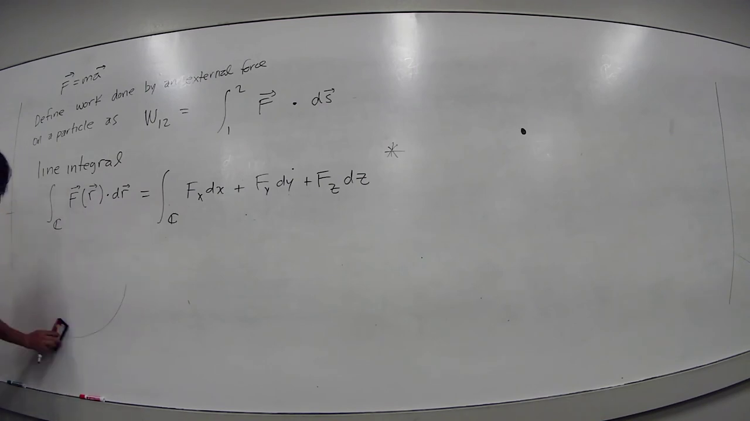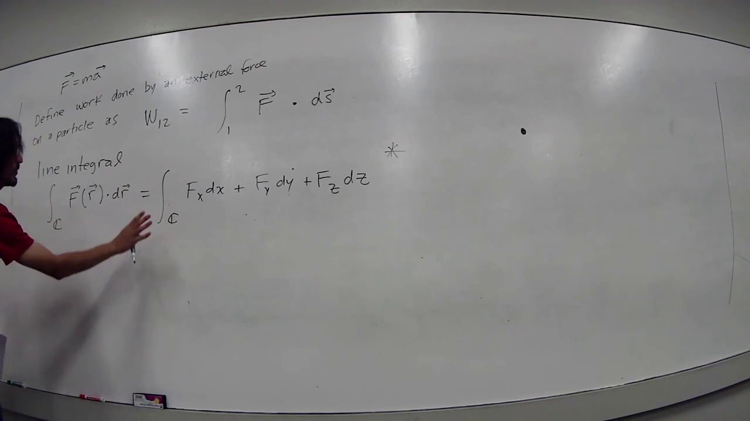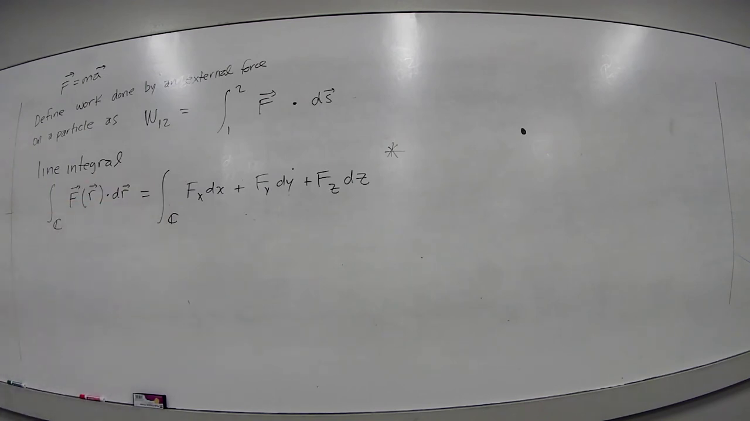What is required for this integral to be independent of the path? Any ideas? Finishing the same point? Is conservative, but you're getting ahead. Mathematically, what is the condition? That is going to be the definition of a conservative.